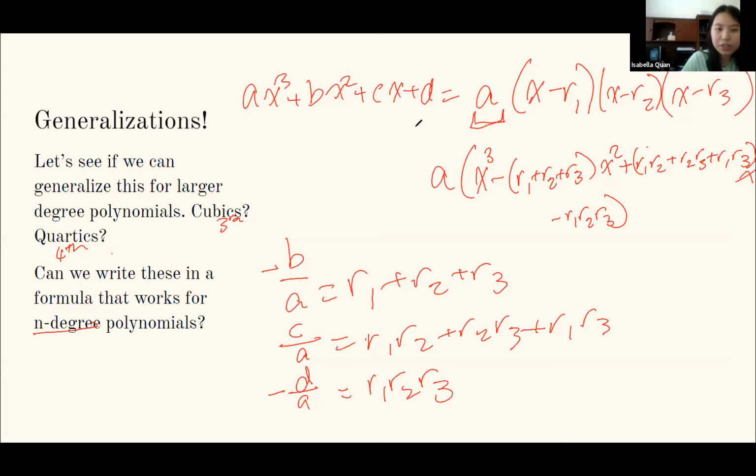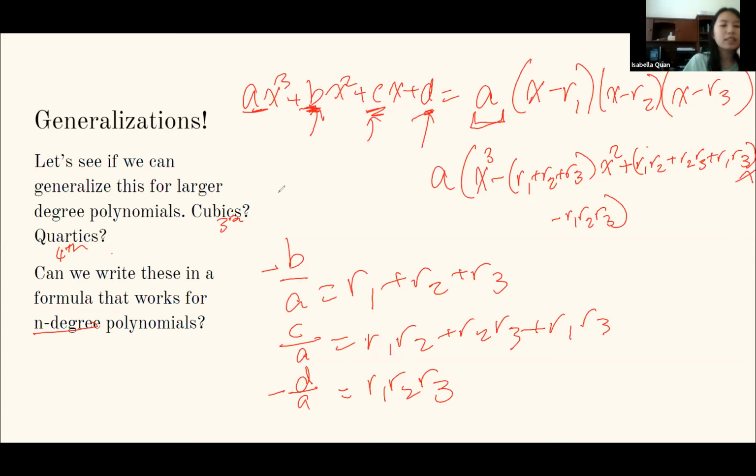So if you're starting to notice a pattern, negative b over a, always the next term over the first of all, everything's over the first term. So this one's going to be the sum of all of the roots. This one's going to be them taken in twos. You can assume that the next term is going to be them taken in threes. In this case, there's only one way. And then we can just keep going. But also you need to make sure to alternate negative signs. So negative, positive, negative.